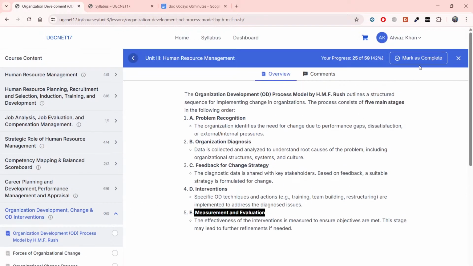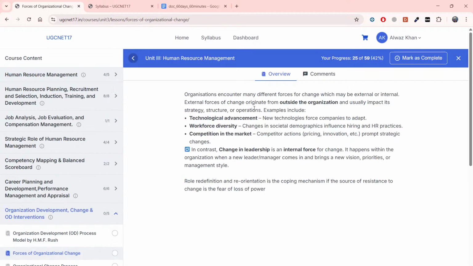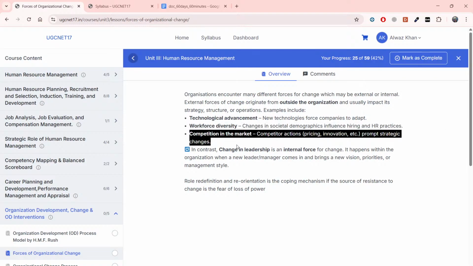So for now we will mark this. Forces of organization change. Technological advancement: new technologies force companies to adapt. Workforce diversity: changes in societal demographics influence hiring and HR practices. Competition in the market: competitor actions, pricing, innovation, etc. prompt strategic changes.